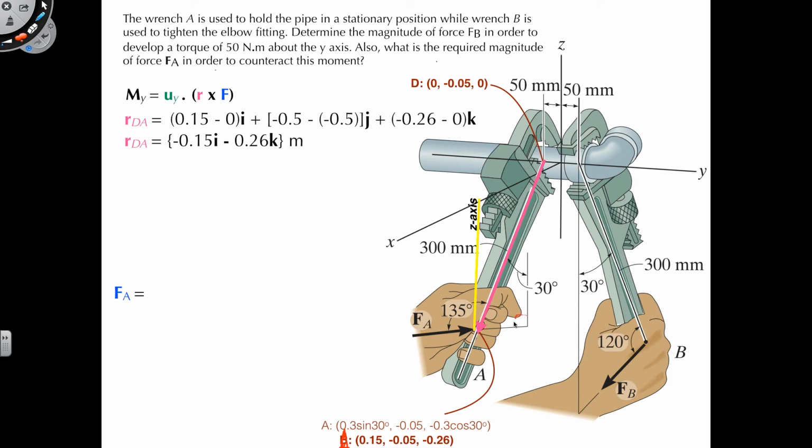Now you know that this is 90, so this will be 60. And because this is 60, this is 30. Now, this is 135, so this will be 105.